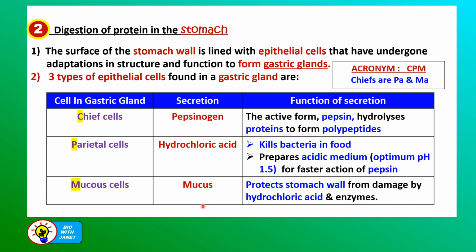Now, mucous cells, of course, secrete mucus. Mucus is a sticky, thick type of fluid that will coat the inner lining of the stomach wall. This protects the stomach wall from damage by hydrochloric acid and by the enzymes, because the hydrochloric acid is quite corrosive. It is a strong acid at a pH of 1.5 to 2.5. So we need the mucus to line the inner surface of the stomach wall and protect it from damage by hydrochloric acid and also enzymes like pepsin.